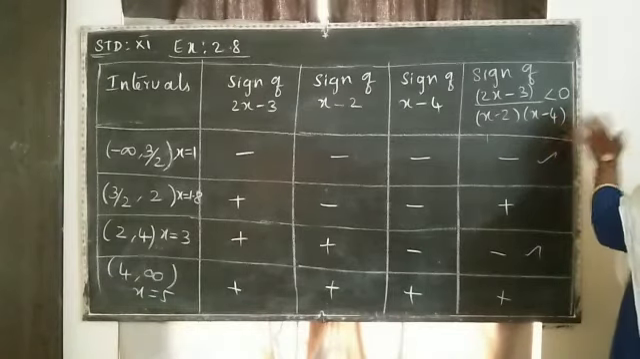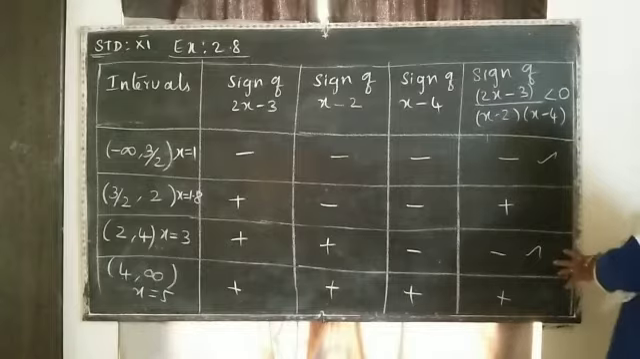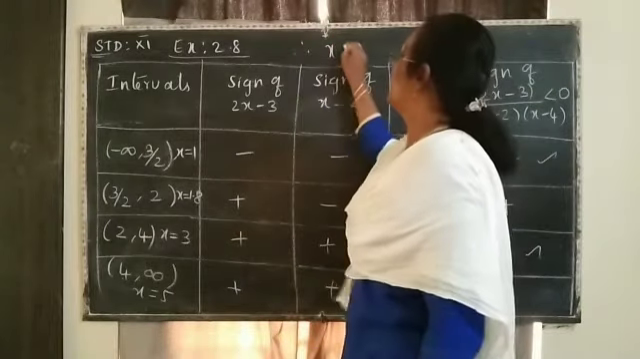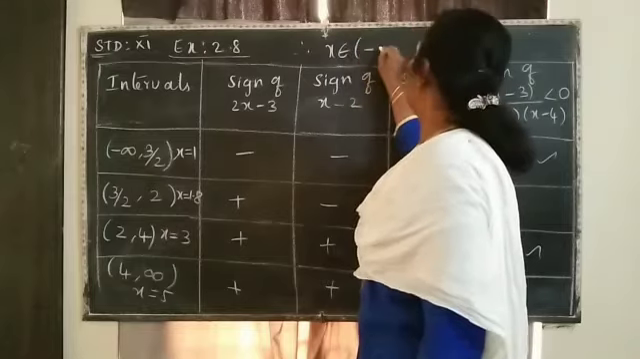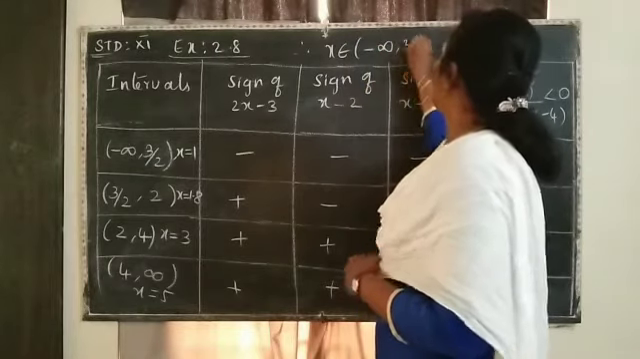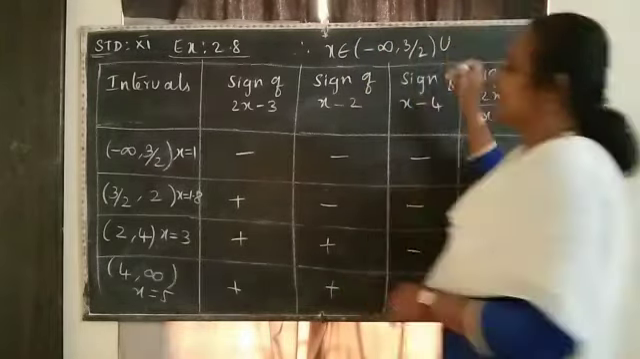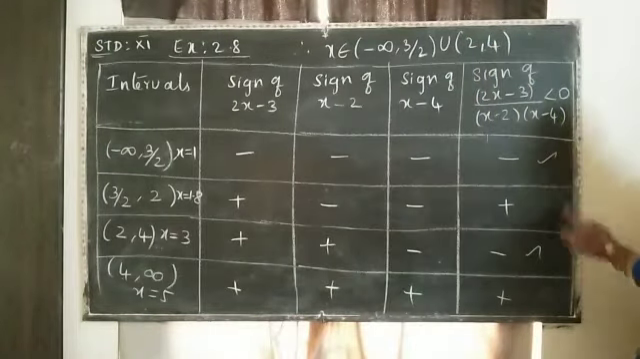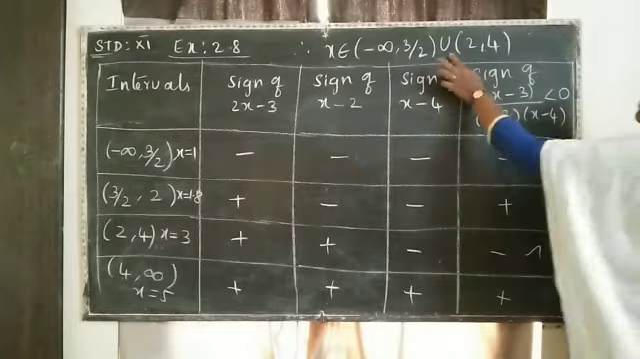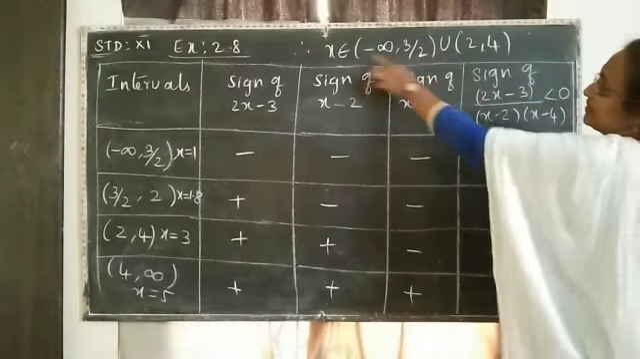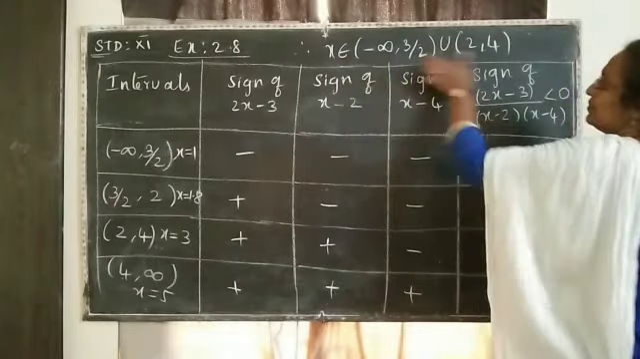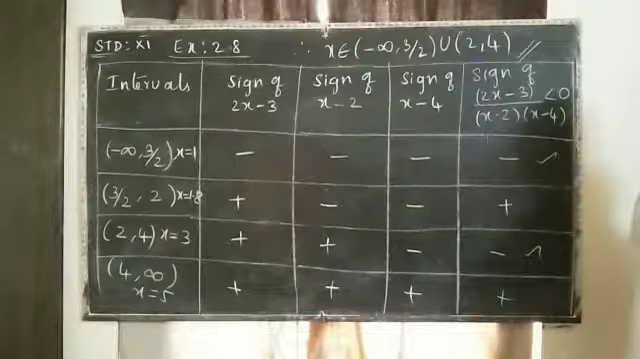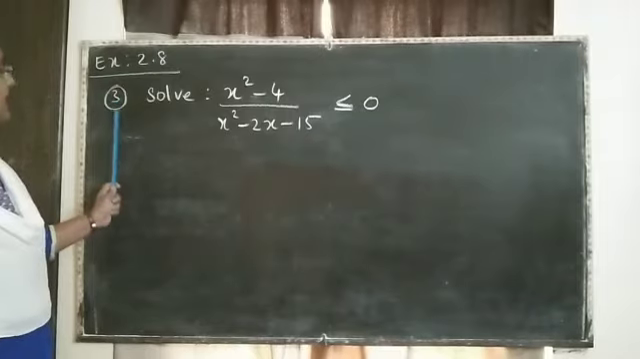Therefore the solution of x belongs to this particular interval. So how can I conclude? Therefore x belongs to minus infinity comma 3 by 2 union 2 comma 4, because we have both the intervals, isn't it? So you have to use the union sign. So therefore the solution, x belongs to this, is the final answer. Is it clear? Okay students, let's discuss the third sum now.